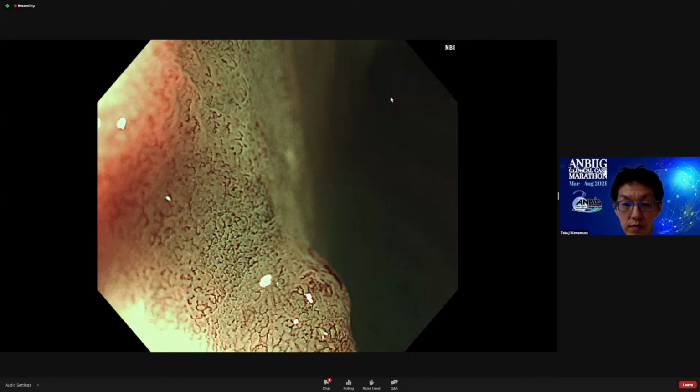Wow, it's changing. Yes, 40% chose type 2A, and 55 or 60% chose type 2B. Okay, thank you. So many participants understand this is not type 1 and not type 3. It is slightly difficult to differentiate type 2A and type 2B in this region.